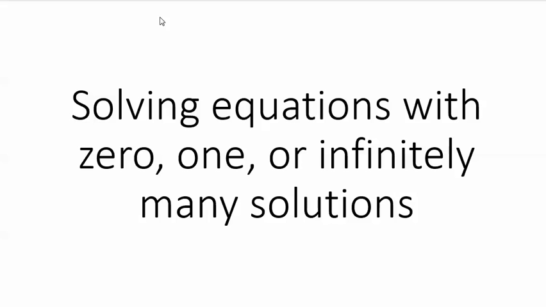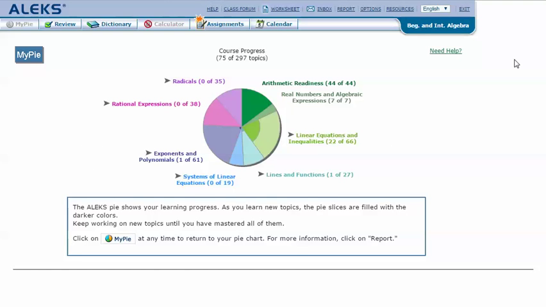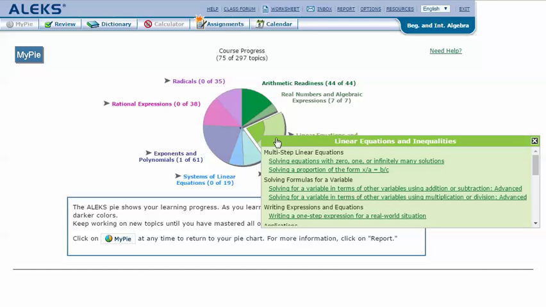Solving equations with 0, 1, or infinitely many solutions. In your ALEKS pie, mouse over the light green slice, Linear Equations and Inequalities, to reveal the drop-down list of topics you need to cover. Click on Solving Equations with 0, 1, or infinitely many solutions.